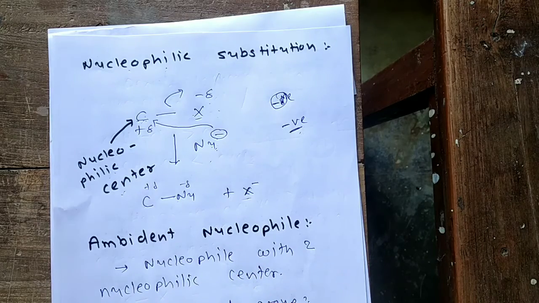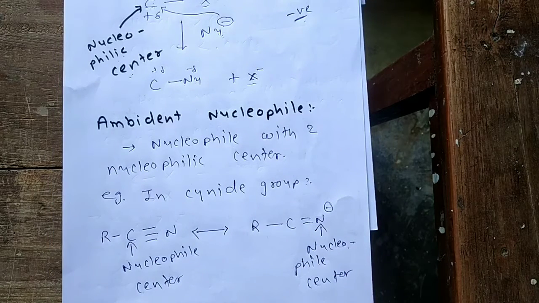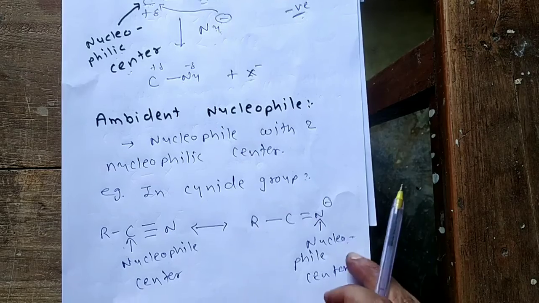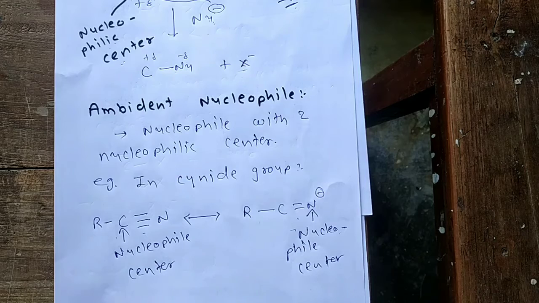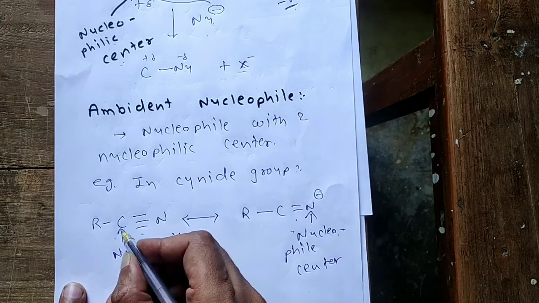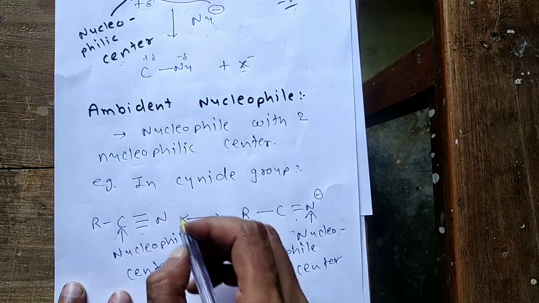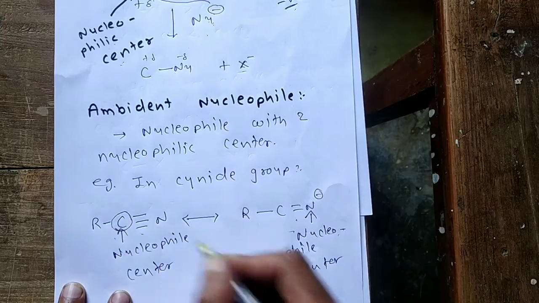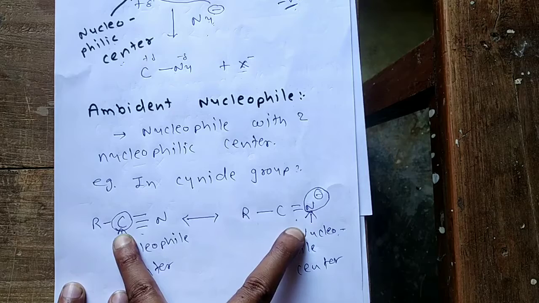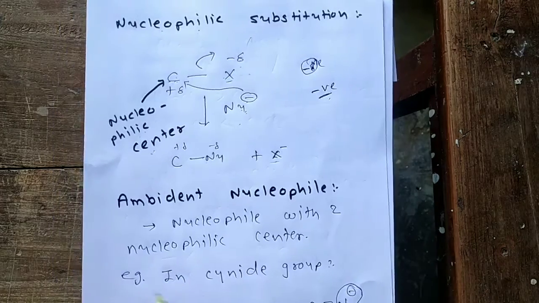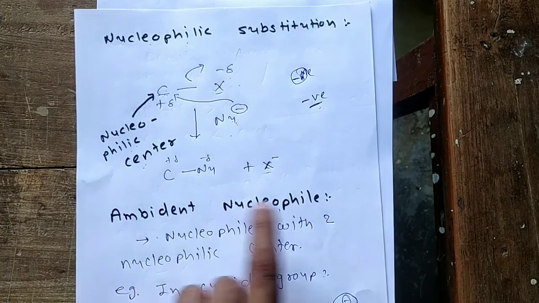Now there are some groups that have 2 nucleophilic centers in them. Suppose I am taking cyanide here. Cyanide has resonance structures. You can see the resonance structure here. In cyanide, the nucleophile can attack on this carbon as well as nitrogen. So it has 2 nucleophilic centers. So they are called ambident nucleophiles.